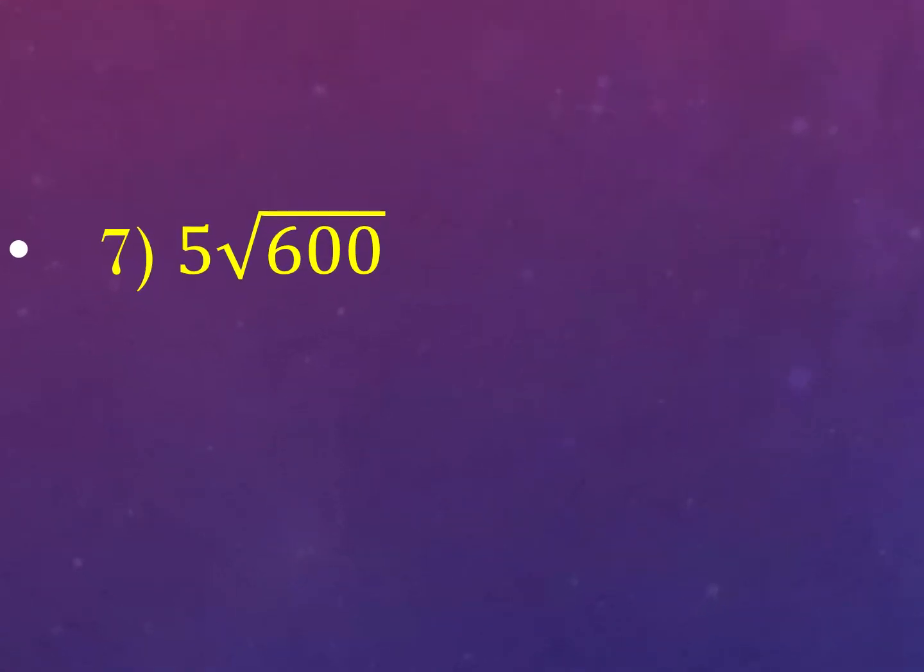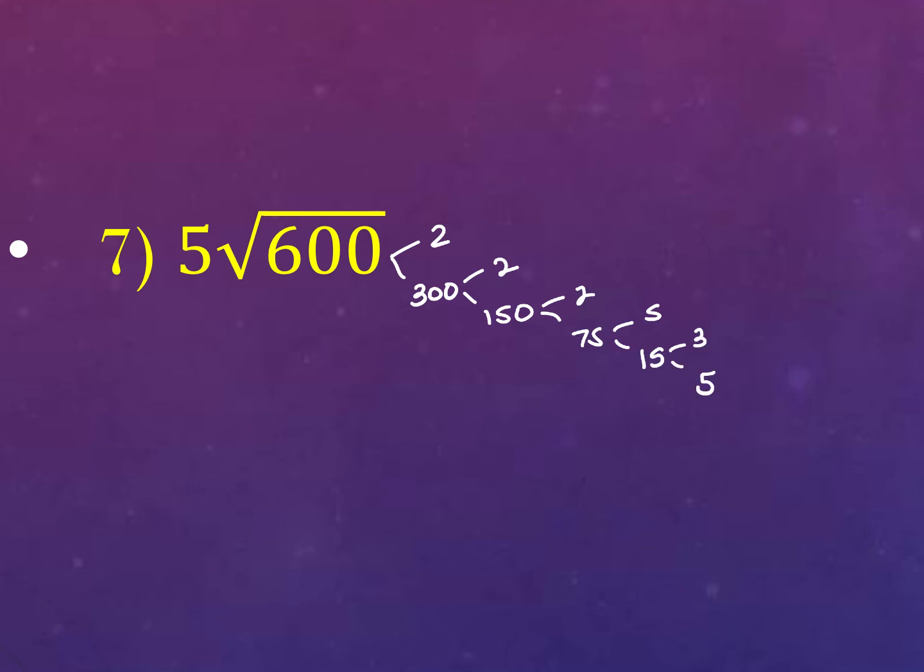Seven, 600 breaks down into 2 and 300, which is 2 and 150, which is 2 and 75, 5 and 15, 3 and 5. Again, you can break that down a lot of different ways. I could have done 6 and 100 and then just kept going from there. As long as at the end you get to all prime numbers, it doesn't matter how you get there.